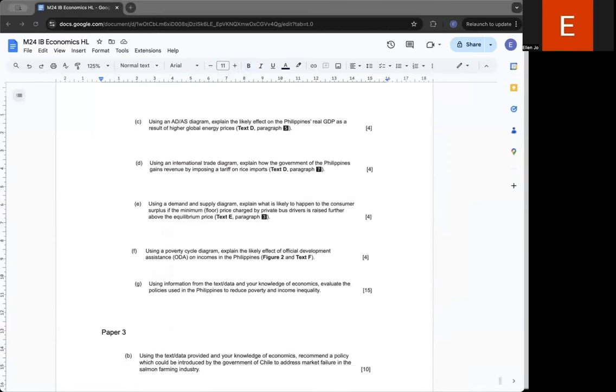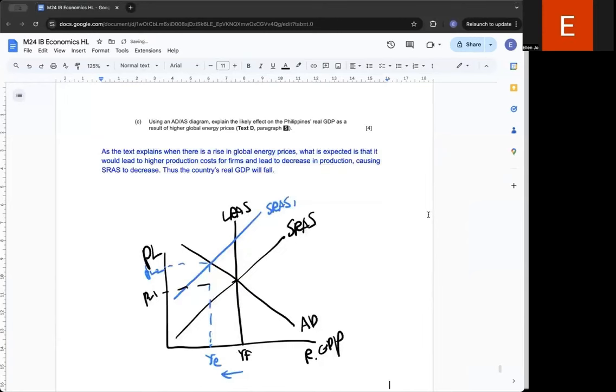C. Using an AD-AS diagram, explain the likely effect on the Philippines' real GDP as a result of higher global energy prices. As the text explains, when there is a rise in global energy prices, what is expected is that it will lead to higher production costs for the firms and a decrease in production, causing short-run aggregate supply to decrease. Thus, the country's real GDP will fall. You can illustrate this with this diagram.